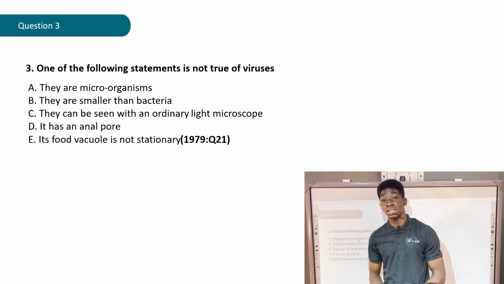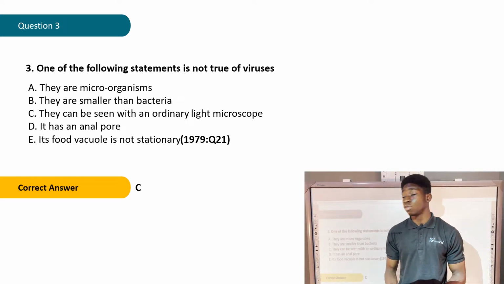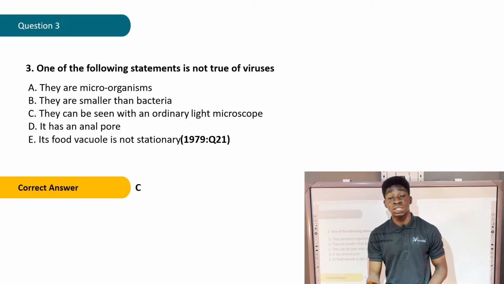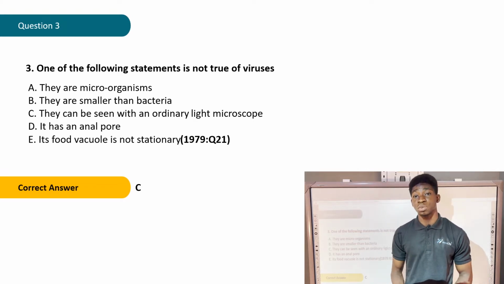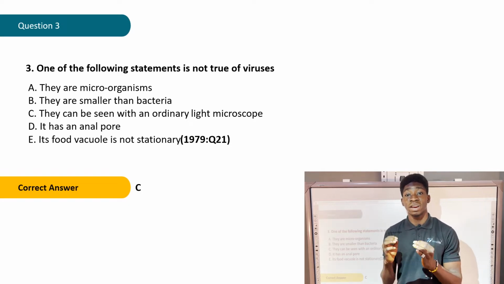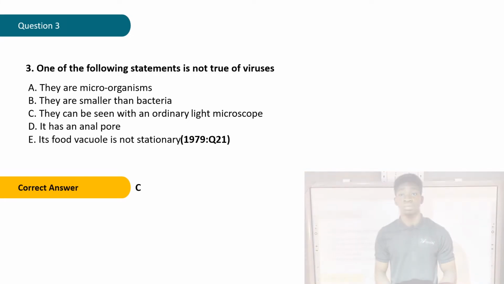Okay, let's see what the correct answer says. The correct answer is C, they can be seen with an ordinary light microscope. The correct answer is C because out of all the options there, all of them are true of viruses except C. Viruses cannot be seen with an ordinary light microscope. They have to be viewed with an electron microscope because they are very, very tiny, and they are even tinier than some other microorganisms. That's why you require a more powerful microscope, for example, an electron microscope, to view viruses.